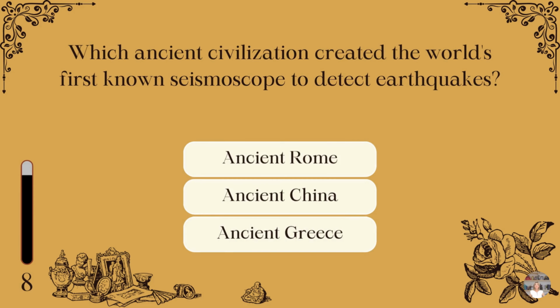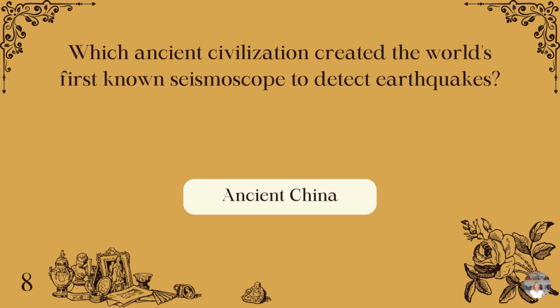Which ancient civilization created the world's first known seismoscope to detect earthquakes? Ancient Rome, ancient China, or ancient Greece? Ancient China.